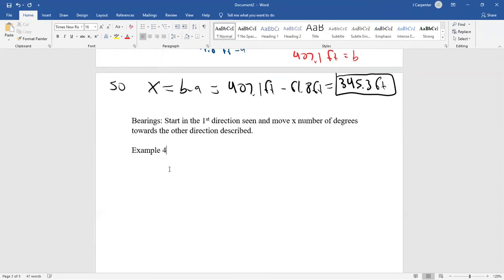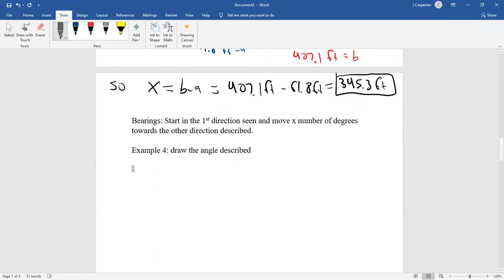Example 4. Draw the angle described. A, we're going to have north 18 degrees west. So I want you to draw this angle.